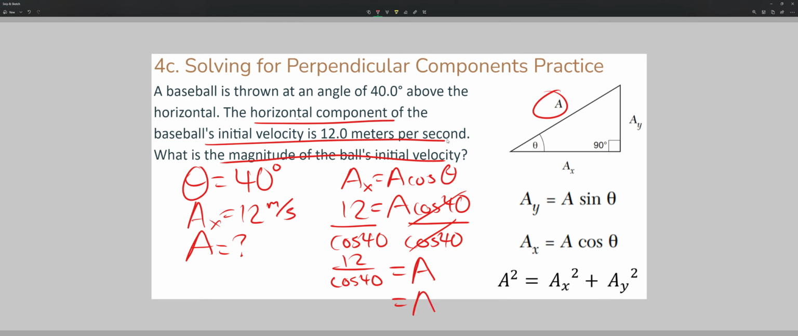And now you should plug it into a calculator. You should do 12 divided by cosine 40. This just makes things a little bit simpler, so you're not doing multiple steps. And the answer you should get is 15.7 meters per second. And that's how you would solve for these types of problems.